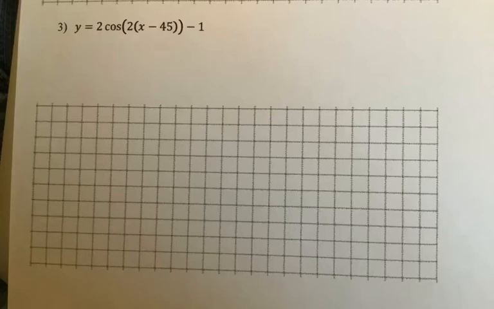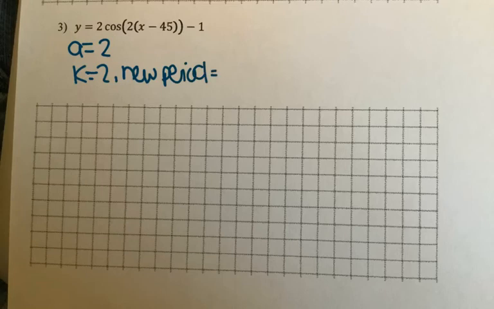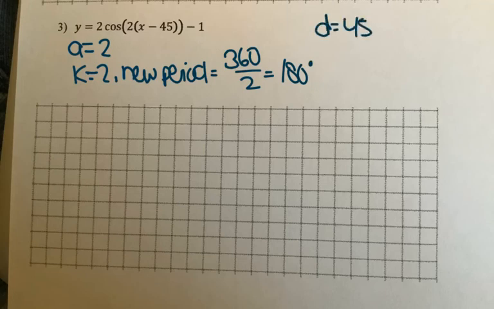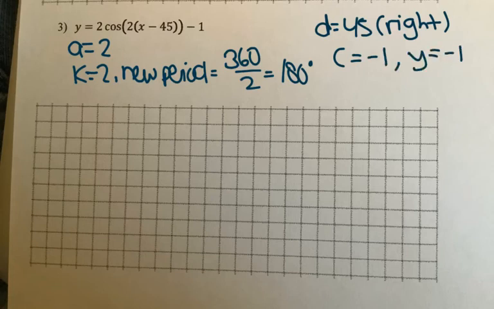So number 3 is y equals 2 cos (2x minus 45) minus 1. So the a value here is 2, that's my amplitude. The k value is 2, so my new period equals 360 divided by 2 is 180 degrees. The d value is 45, that's positive because of the original negative in the original. So that's 45 to the right. And then my c value is -1, so my equation of the axis is y equals -1.